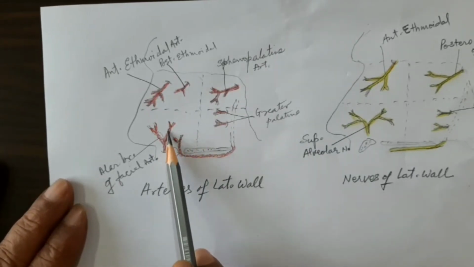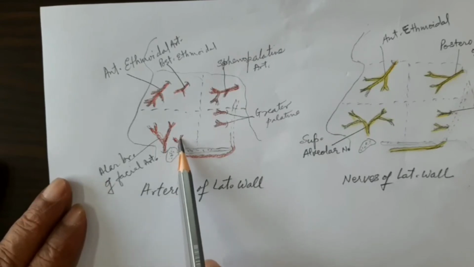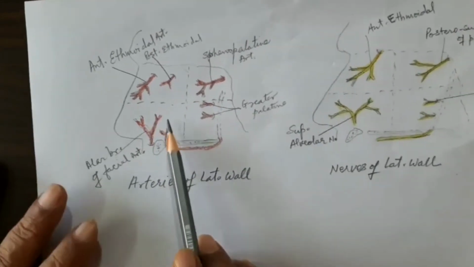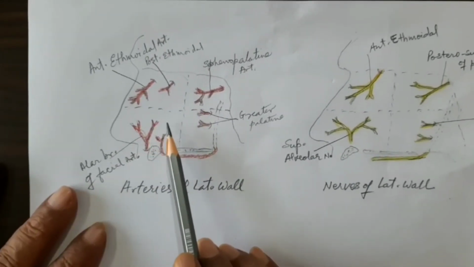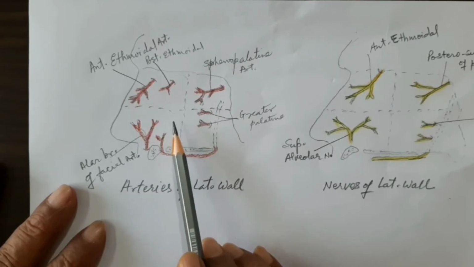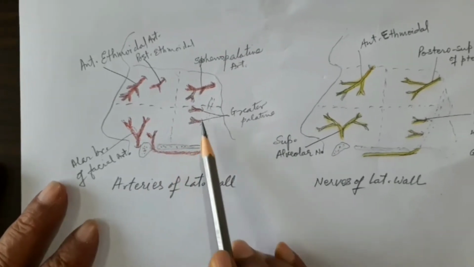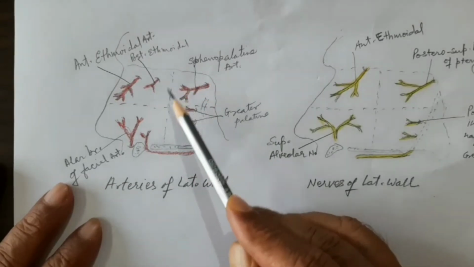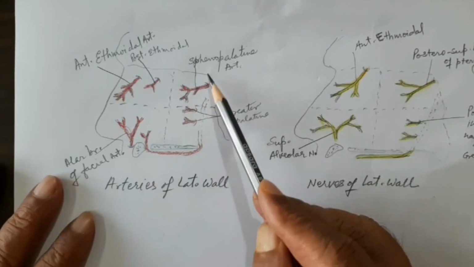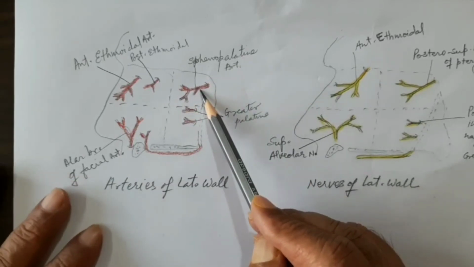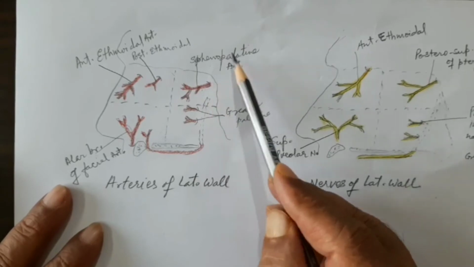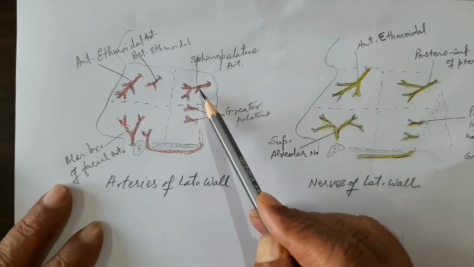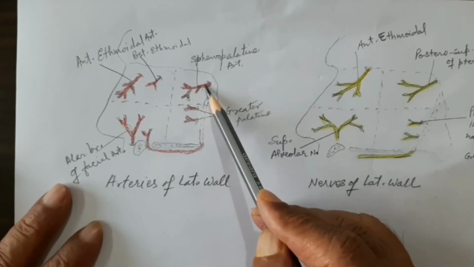So this is the facial artery, and the greater palatine terminal branch will supply the anteroinferior part of the lateral nasal wall. Now the posterior part of the lateral wall is supplied in the posterosuperior part by the sphenopalatine artery, which is a branch of the maxillary, coming from the sphenopalatine foramen. So this will supply the region by the sphenopalatine artery.